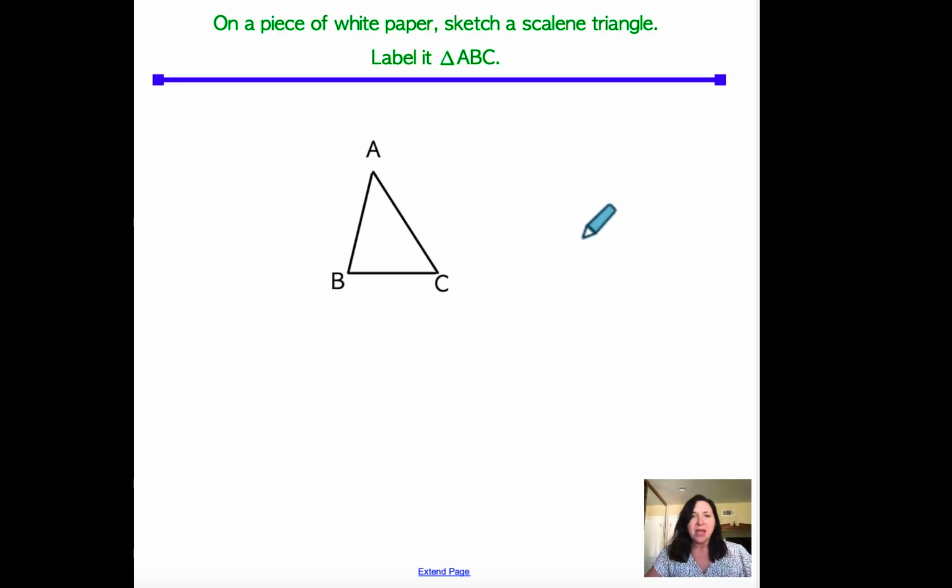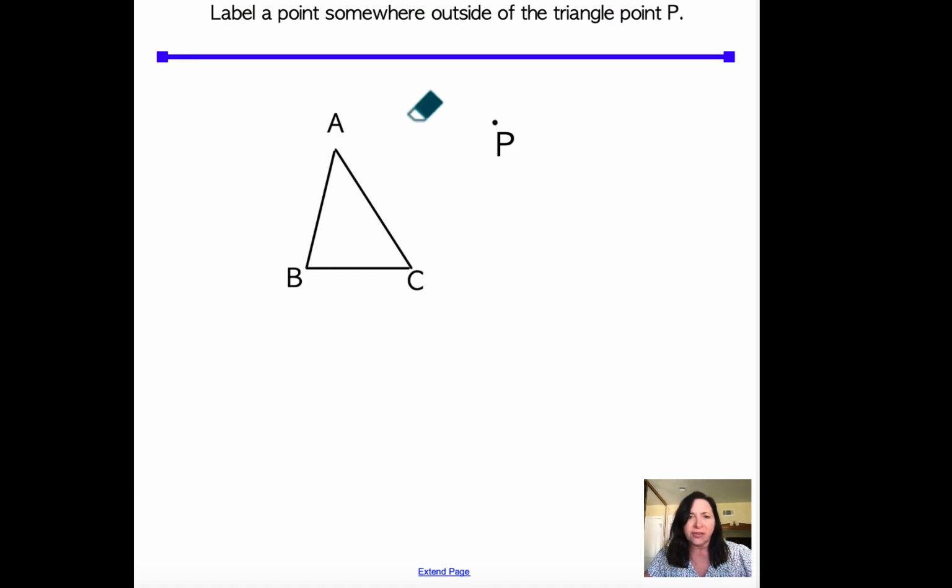Okay, on a piece of paper, we're going to create some sort of dilation. What I want you to do is sketch a scalene triangle. Remember, that's where all sides are different values. It doesn't have to be perfect, just a sketch. Then label a point out here, and call it P. So you have your picture here, and you label that point P over there.